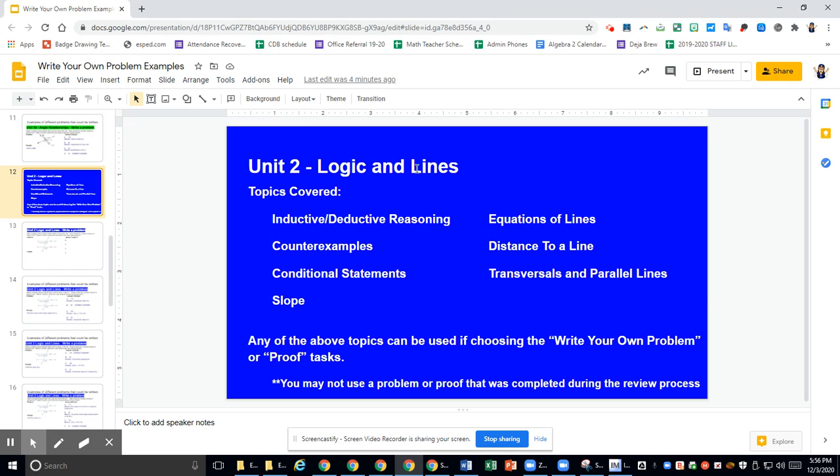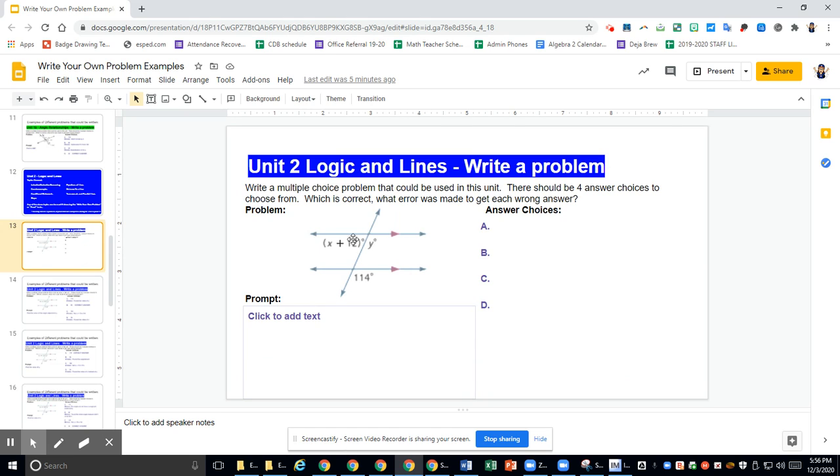Unit 2 was our logic and lines with our reasoning, our counterexamples, conditional statements. Here's where I've got my slope, my equations, distance to a line, transversals, and parallel lines. So let's see what picture we have here. All right, we've got a transversal and parallel lines.